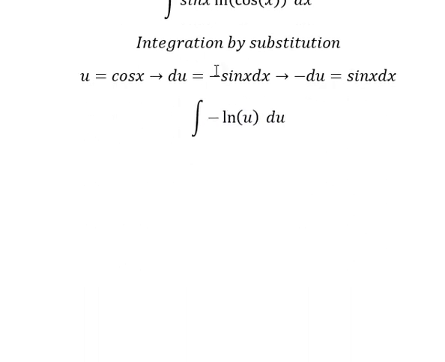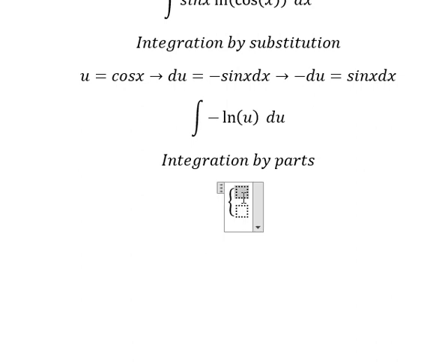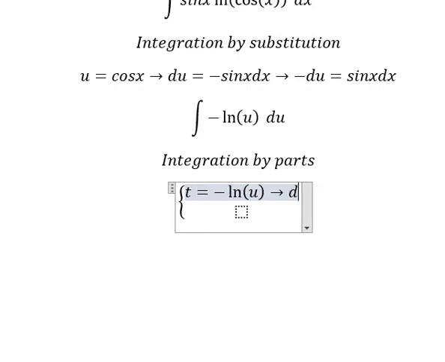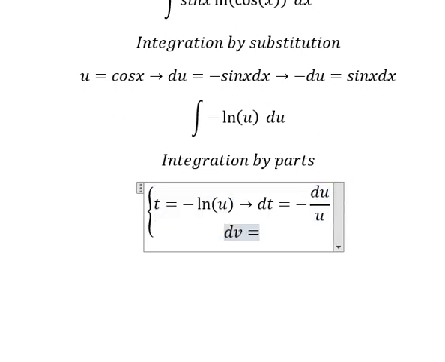So we can use integration by parts. I will put t equals negative ln u. So we need to do the first derivative for both sides. dv is du. The integration of this one, we have v equals u.